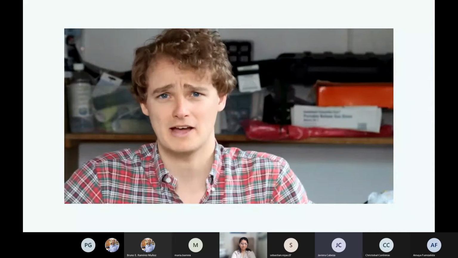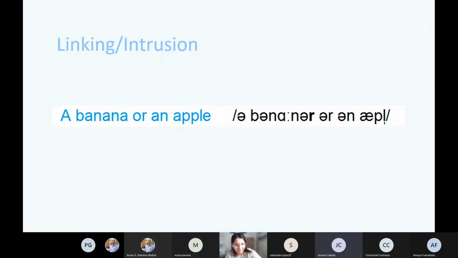So that was the recap of intrusive R. Do you understand this concept better or not? Yes. So now we are going to do this sentence in which we have a banana or an apple.